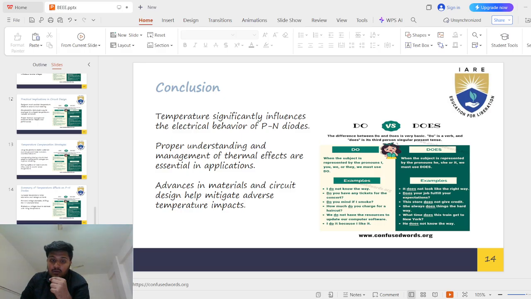If you want, I can also make a super simple visual explanation showing how temperature affects a diode's forward and reverse currents. It's really easy to understand at a glance.